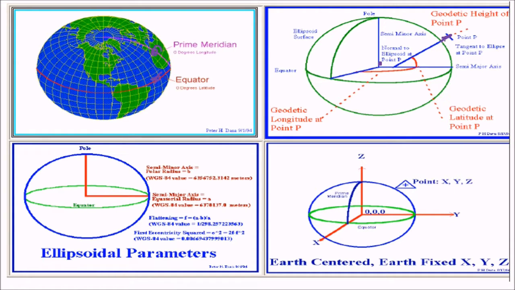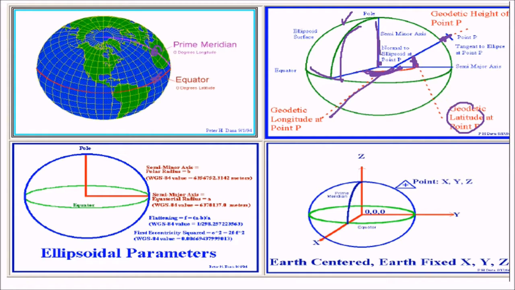Geodetic height of any point P. This is your ellipsoid surface, the equator, of course. The geodetic longitude is the longitude at some point P. So longitude is like this. The geodetic latitude is this. So this is the longitude angle we are talking about, the longitude at point P, and this is the latitude. This is the latitude angle.